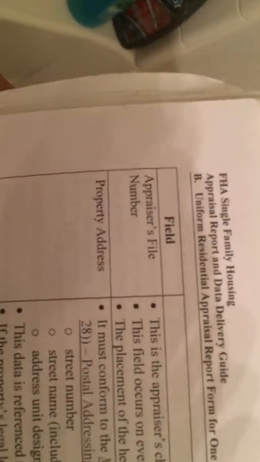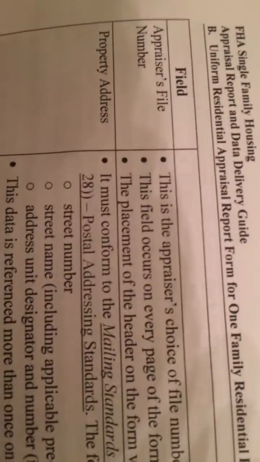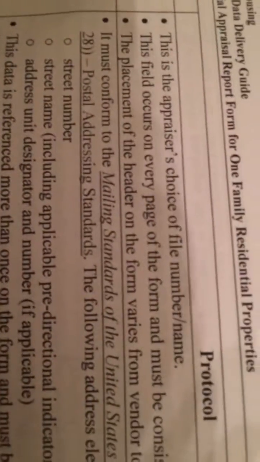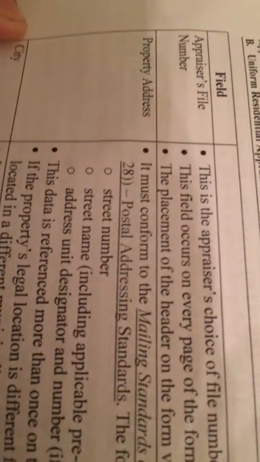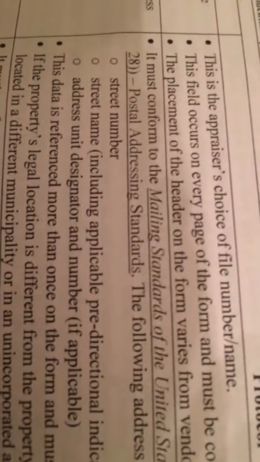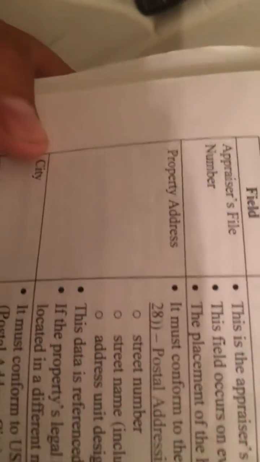FHA SFR Appraising Handbook 4000.1, page 88. Field protocol. Appraiser's file number. This is the appraiser's choice of file number or name. This field occurs on every page of the form and must be consistent. The placement of the header on the form varies from vendor to vendor.